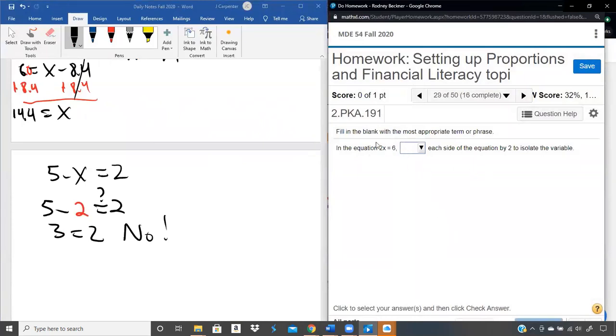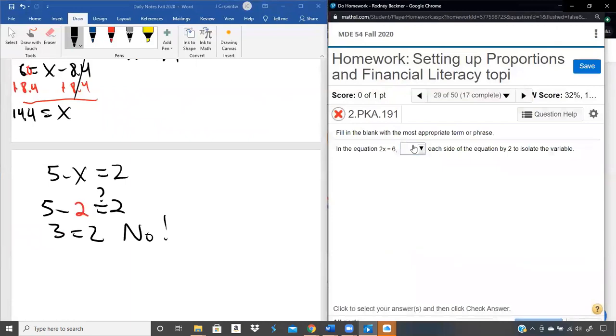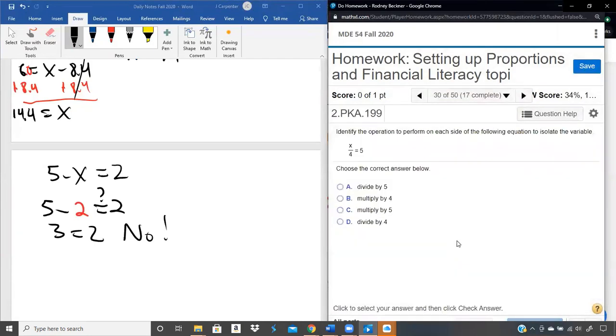Fill in the blank. In the equation 2x equals 6, blank each side of the equation by 2 to isolate the variable. So this is not 2 plus x, this is not 2 minus x, this is 2 times x. The opposite of multiplication is division, so we should be dividing both sides by 2. They only give us 2 options, multiply or divide. If you try multiply, nope, it was wrong, we're supposed to divide. Try again. Literally the same problem, divide, boom, we're good. Be funny if it was wrong, right?